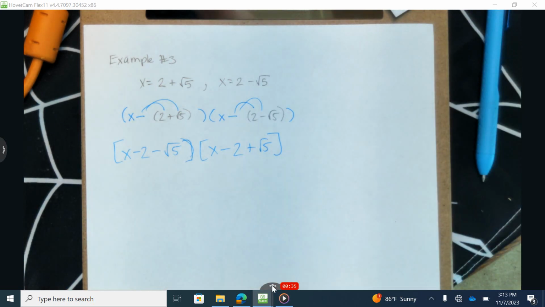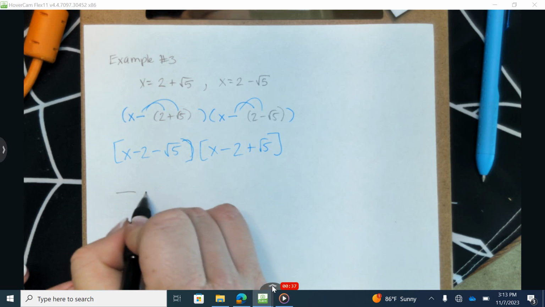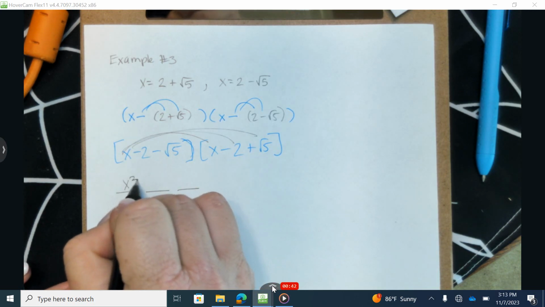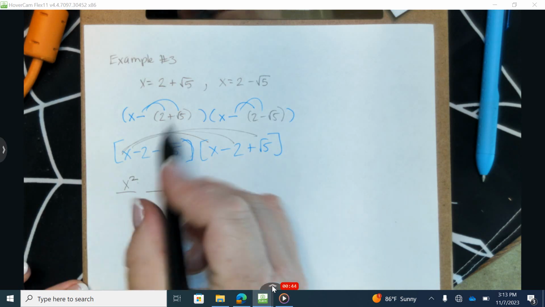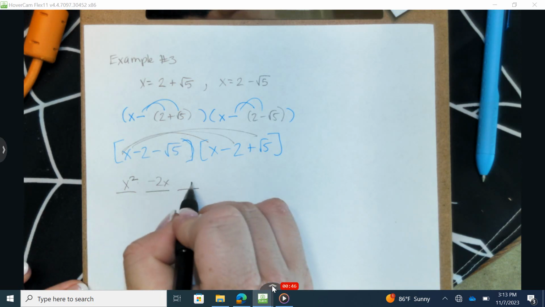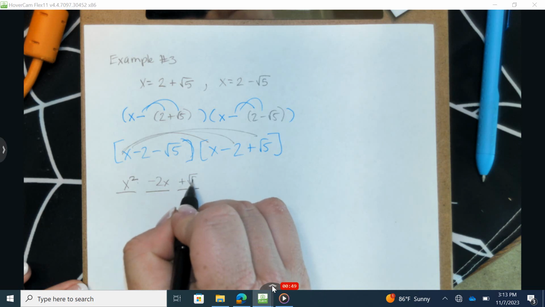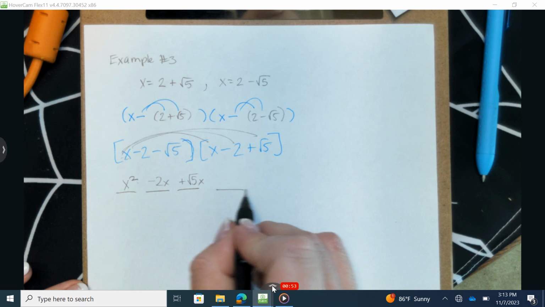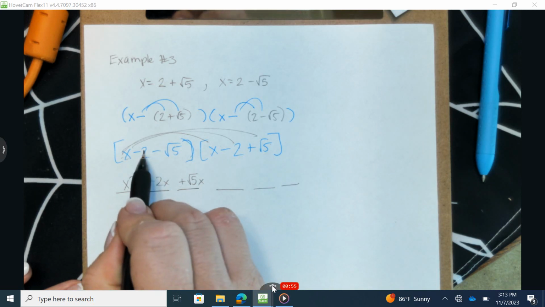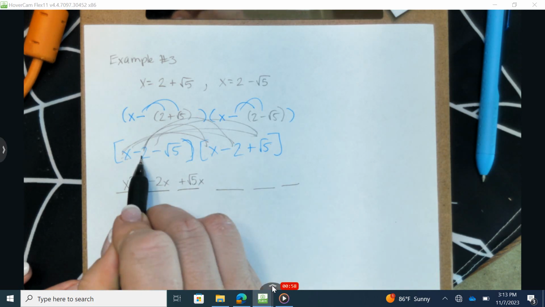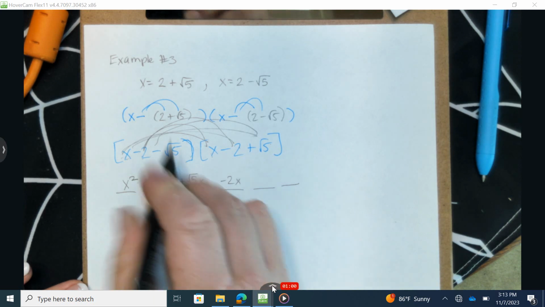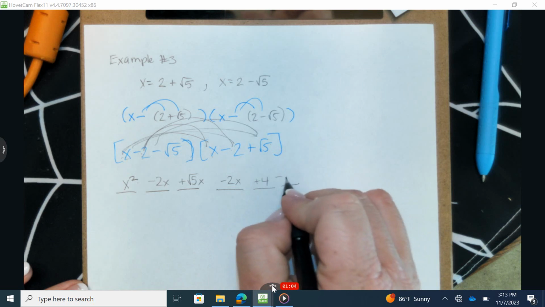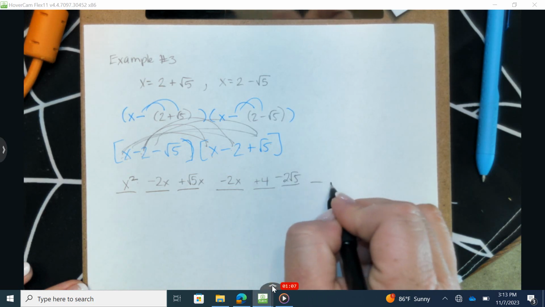I'm going to make 3 different markers here. I'm going to start by distributing x. X squared minus 2x plus the square root of 5x. Now I'm going to make 3 more. I'm going to distribute negative 2. Negative 2 times x, negative 2 times negative 2, and negative 2 times the square root of 5.